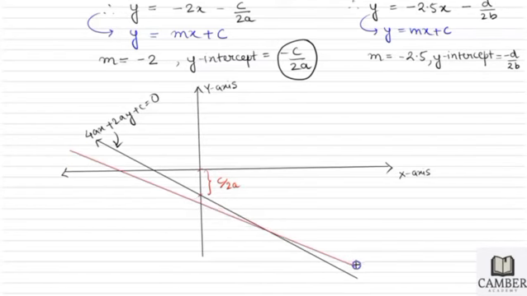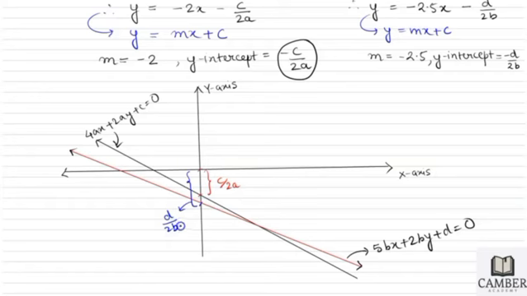Yeah, so it will look something like this, and we can represent it like 5bx plus 2by plus d is equal to 0. Here in the second case the y-intercept is minus d by 2b, so we can represent it like this, up to this much it is d by 2b. Another thing we can notice here is that these two lines are intersecting here.